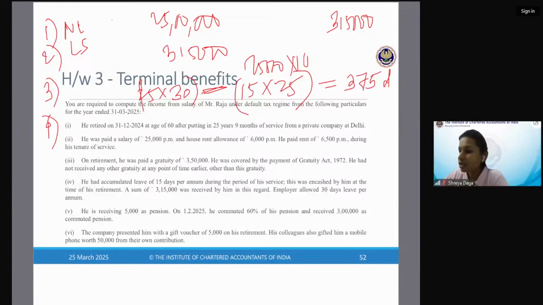Everybody on the same page? So if he has got leave of 375 days, then what is the fourth component, which is leave entitlement due? It is going to be 375 days, firstly converted into months. 375 by 30 is the number of months. Then you multiply it with the monthly salary, which in this case is 25,000. So how much have you calculated? 312,500.